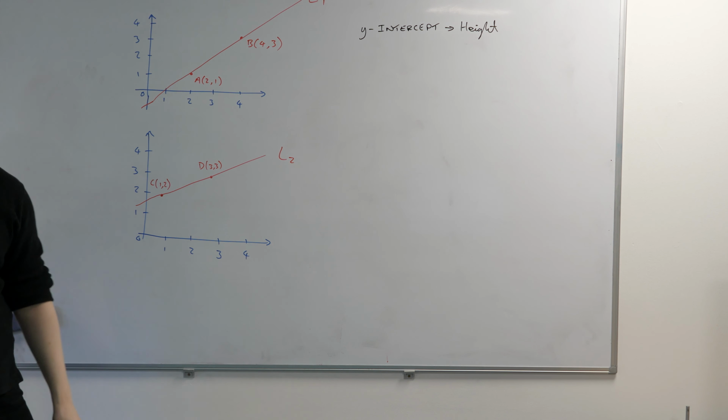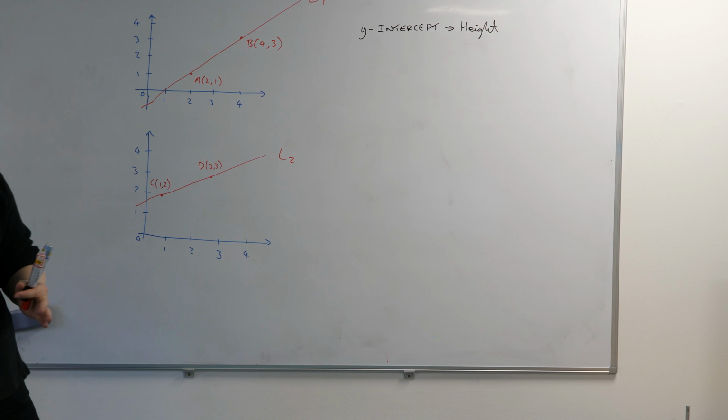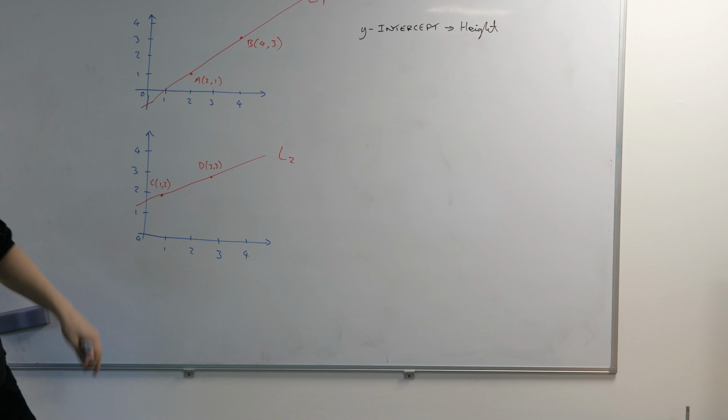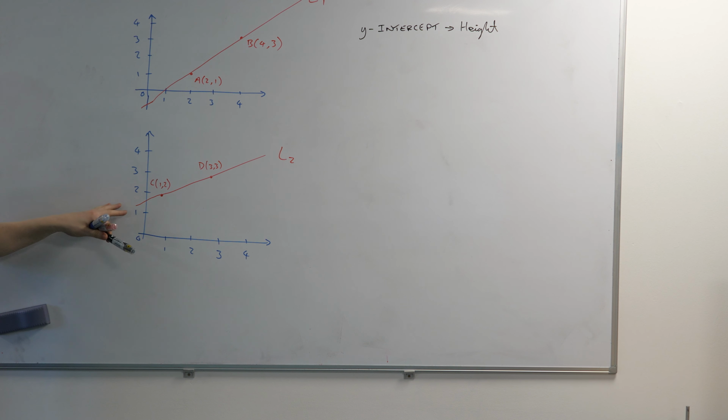So that's one characteristic which sets the lines apart. That's one characteristic that we can say, well, this line is different from this line because this line is lower than this line because it has different y-intercepts. Okay. What else? Are there any other characteristics that we can observe here which make this line different from this line?